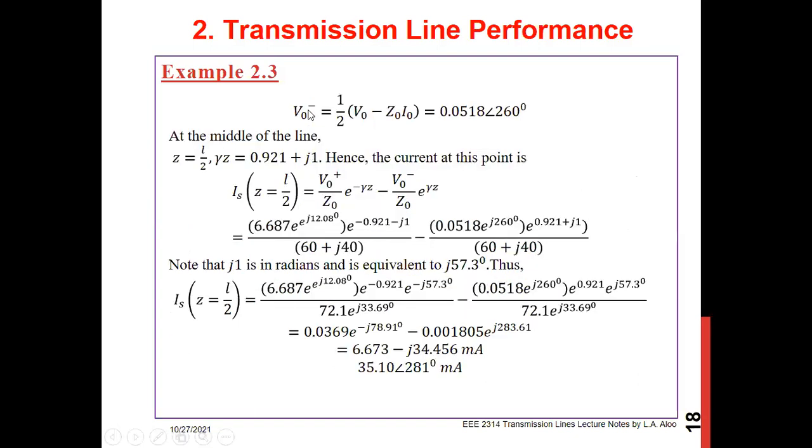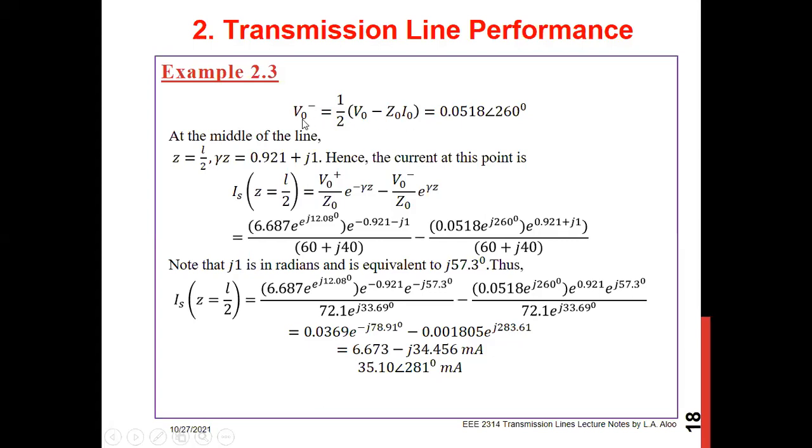Then for the V naught negative, it will be a half into V naught minus Z naught I naught. Similarly, substitute here and confirm that when you work it out, you get this value. And there's a lot of work for you, members. Remember, I'm teaching online here. There's a lot of work for you here.